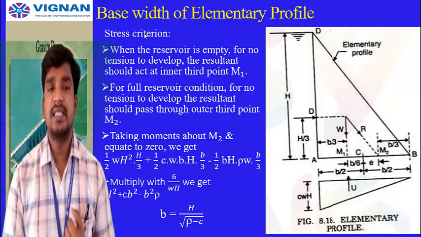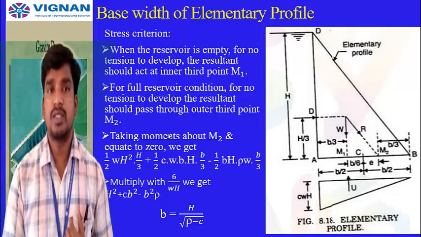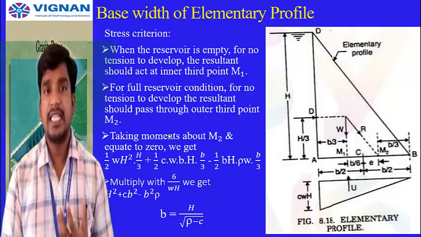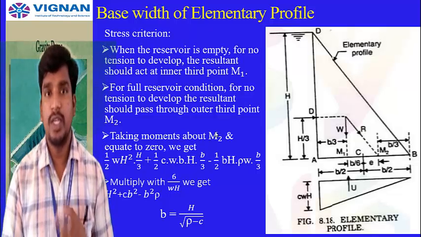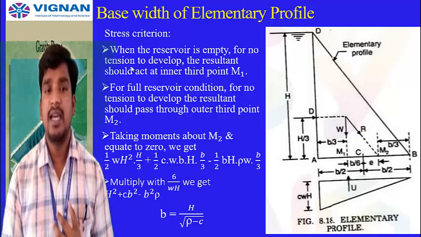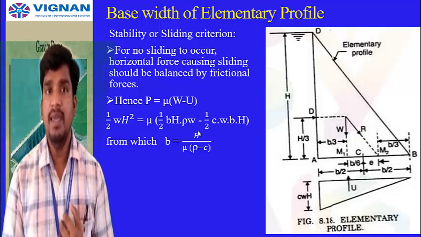Now, one more important thing is how to calculate the base width of the elementary profile. What are the precautions, or what are the steps to be followed in calculating the base width? Let us see. The same picture is shown here. When the reservoir is in empty condition, two important conditions are taken into consideration in calculating the base width of an elementary profile. One is the stress criterion, and the second one is the stability or sliding criterion. These are the two conditions by which the base width can be calculated.